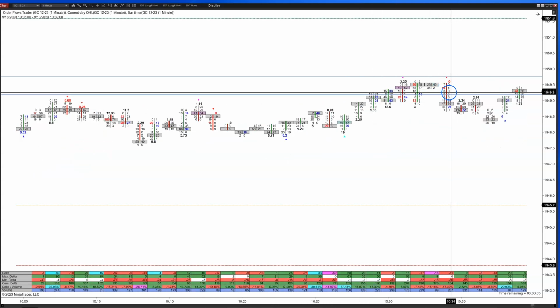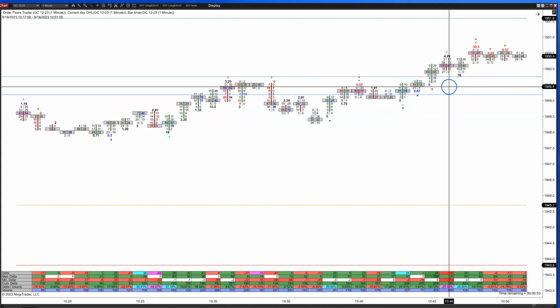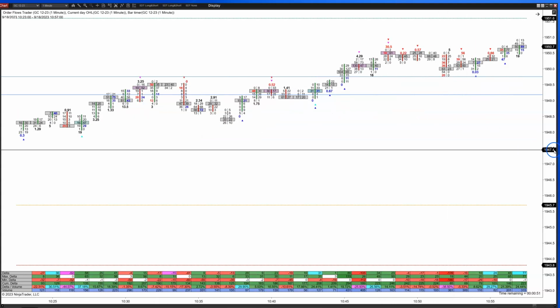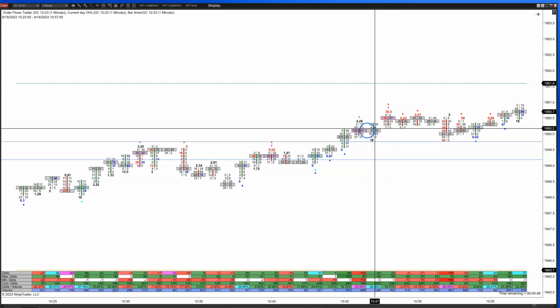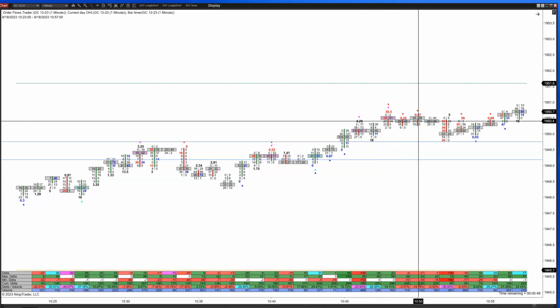Bouncing around right in that area again. Now we get through it here, okay? And this is where it gets interesting. How do I know that this breakout is legitimate? Because now we're breaking out beyond a resistance level, okay?